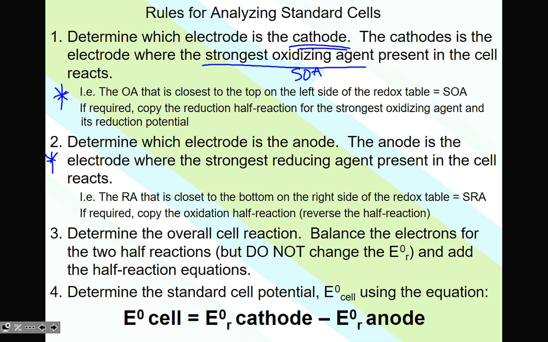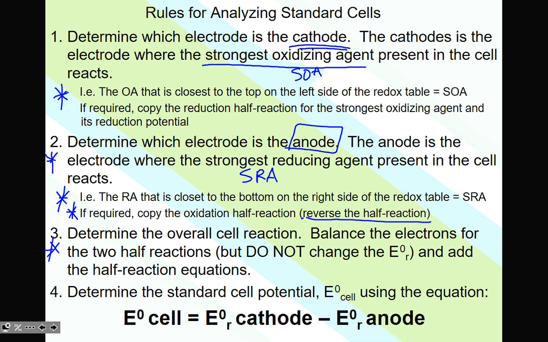Then determine which electrode is the anode. Obviously, if you figured out the cathode, the other electrode is going to be your anode. The anode is the electrode where the strongest reducing agent present in the cell reacts, right? So this is your SRA. The RA that is closest to the bottom on the right happens to be your SRA. If required, copy the oxidation half reaction. Remember, you reverse the half reaction so that you can cancel out your electrons.